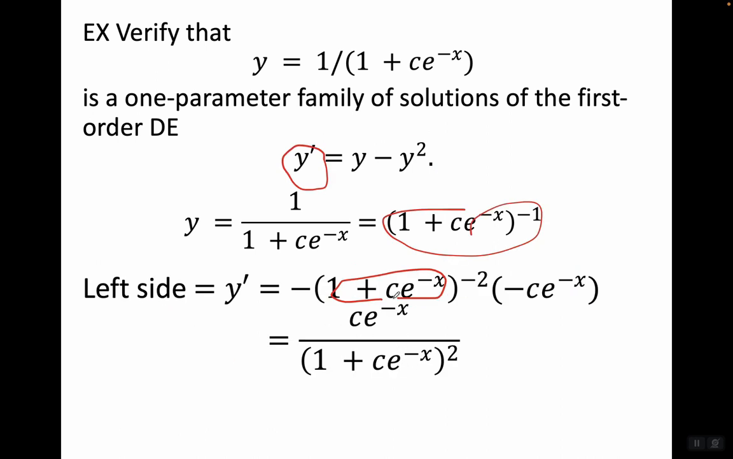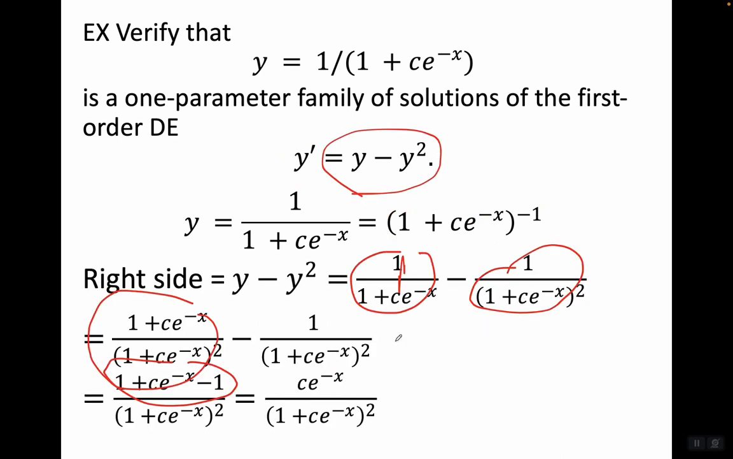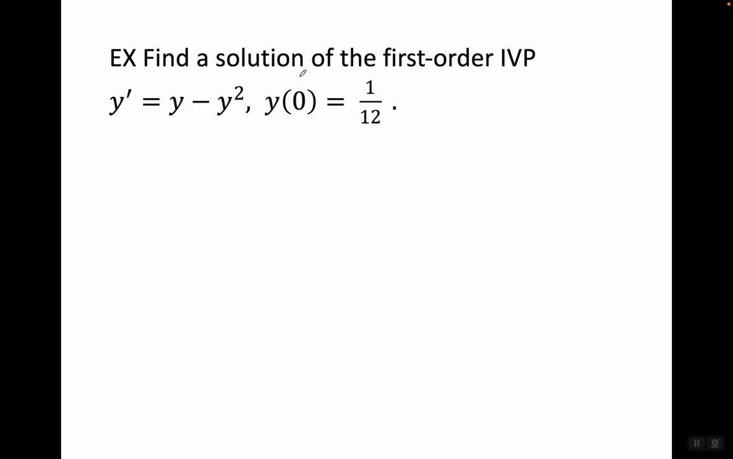That's what we had on the left side. This is the left side. This is the right side. Those are equal. So if y equals 1 over 1 plus c e to the negative x, we get a solution to this differential equation. So that's the solution. We've verified it.